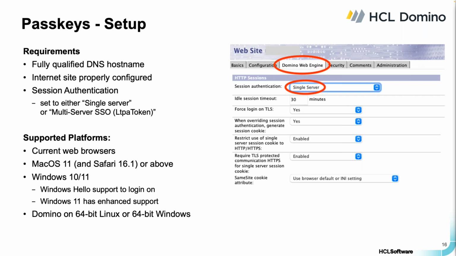Also, you need a current web browser, current as in one of the major browsers that currently exist in the market space is just fine. From an operating system point of view, macOS or iOS, any current version thereof, and also Windows versions 10 and 11 work just fine. On the Domino server side, we support passkeys on Linux and Windows. And with that being available, what you have to do is, like I said, get your internet site configured and also do the following.